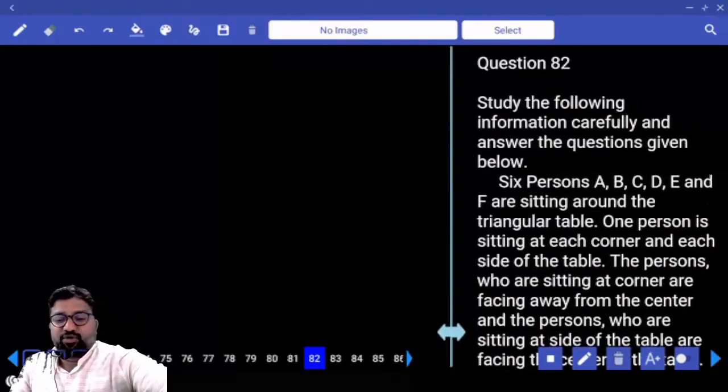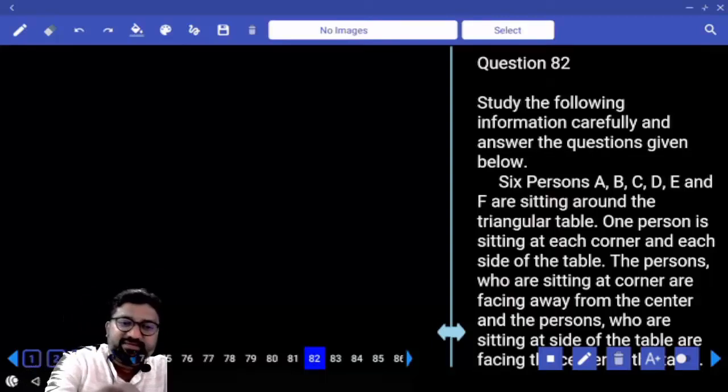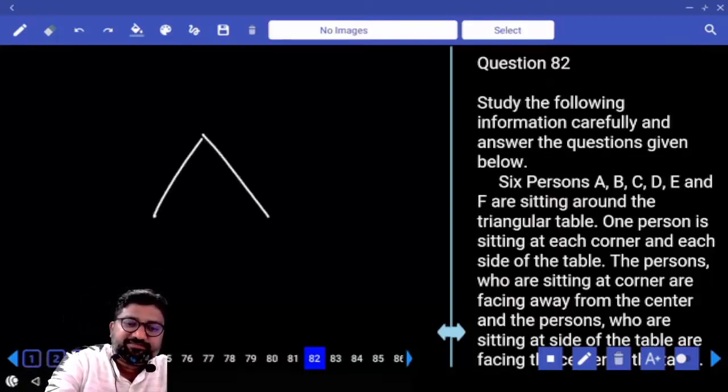Next, 82. A, B, C, D, E, F are sitting around a triangular table. One person is sitting at each corner and each side of the table. The persons sitting at the corners are facing away from the center.